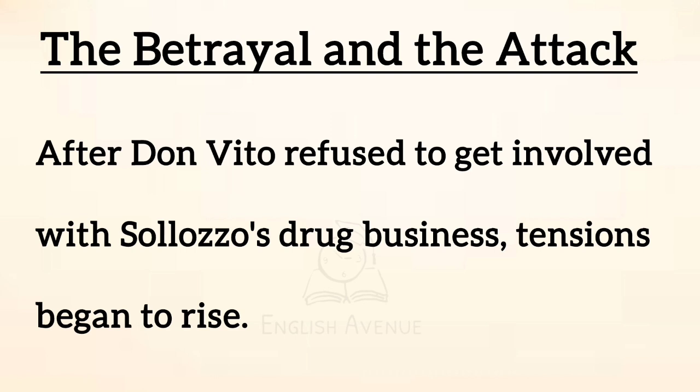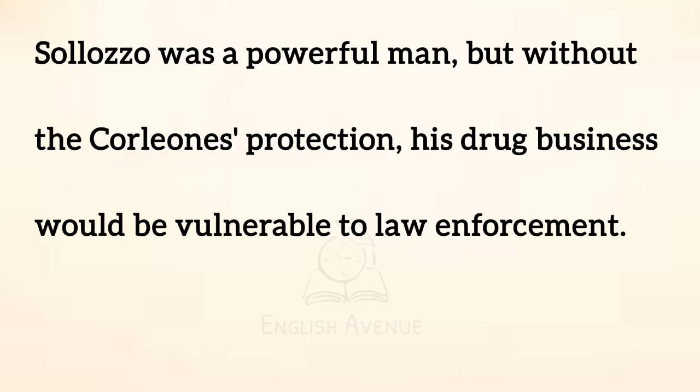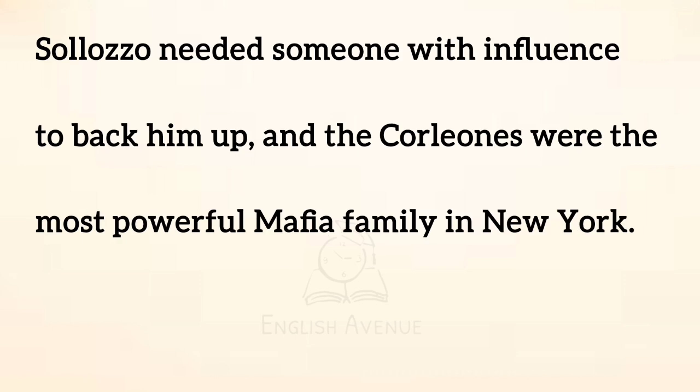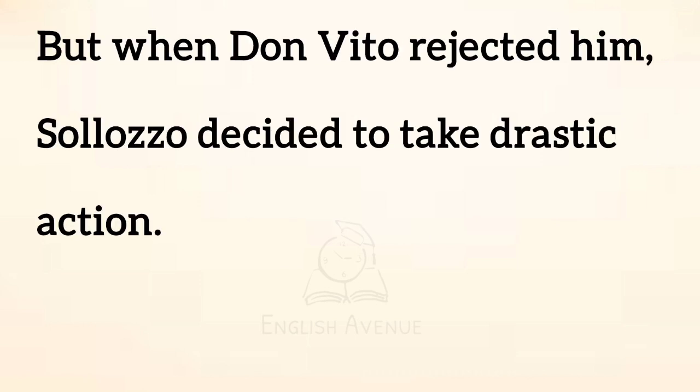After Don Vito refused to get involved with Sollozzo's drug business, tensions began to rise. Sollozzo was a powerful man, but without the Corleones' protection, his drug business would be vulnerable to law enforcement. Sollozzo needed someone with influence to back him up, and the Corleones were the most powerful mafia family in New York. But when Don Vito rejected him, Sollozzo decided to take drastic action.